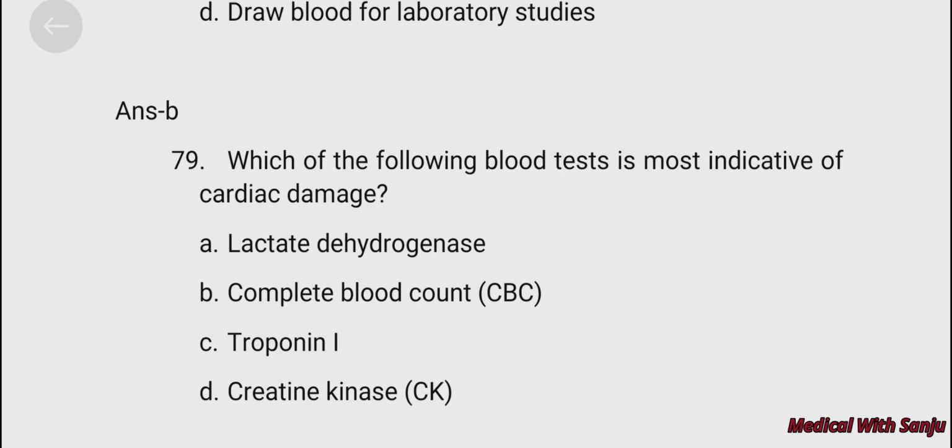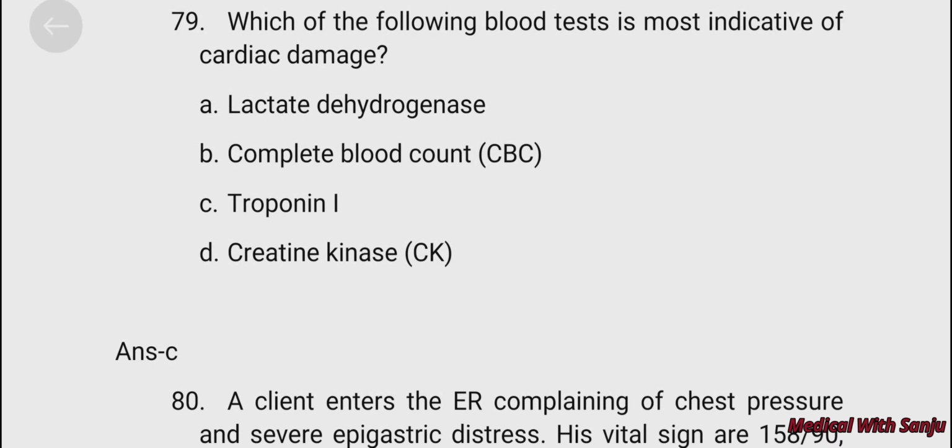The right answer is option C. Troponin I. Troponin I levels rise rapidly and are detectable within 1 hour of a myocardial injury. Troponin levels are not detectable in people without cardiac injury.